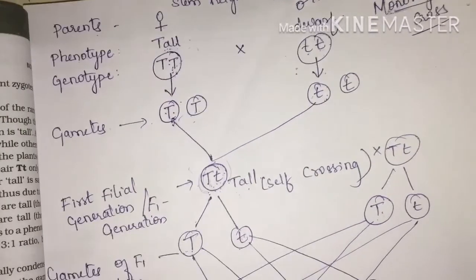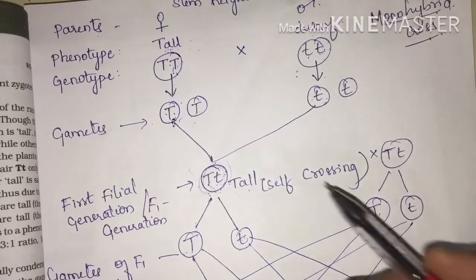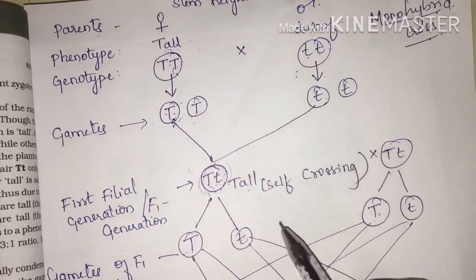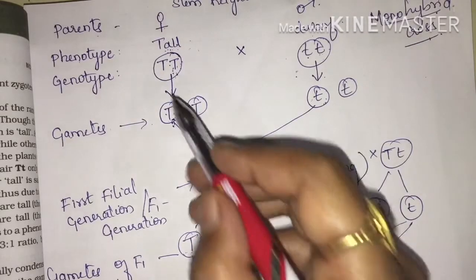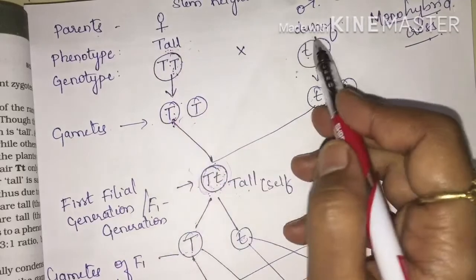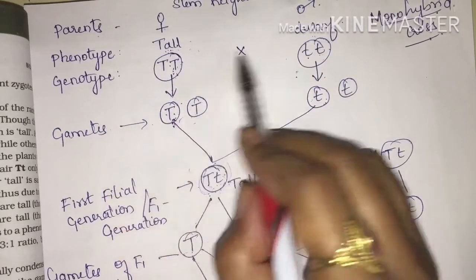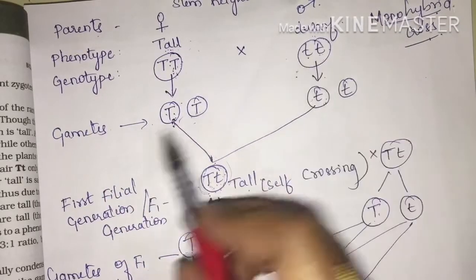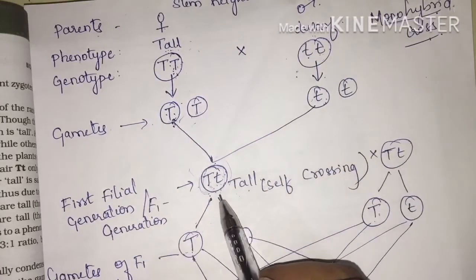this monohybrid cross we have used in our inheritance of one gene. You might be having this cross, right? So the phenotype we gave as tall and dwarf. Genotype was capital T, small t, small t. Then we gave gametes. Then we got the F1 individual.